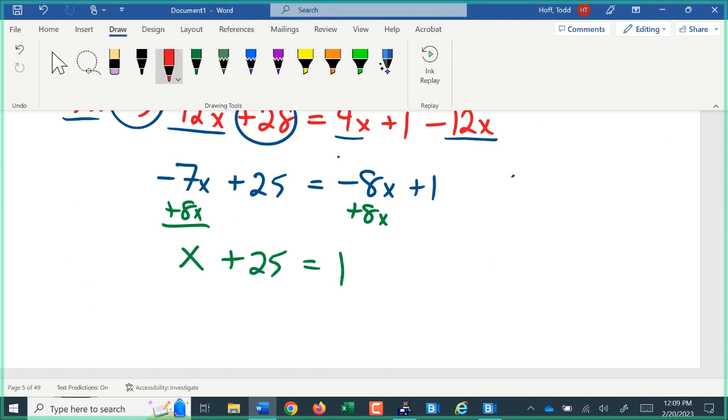And then we solve. Well, here we just have to subtract 25. To get that x equals negative 24.